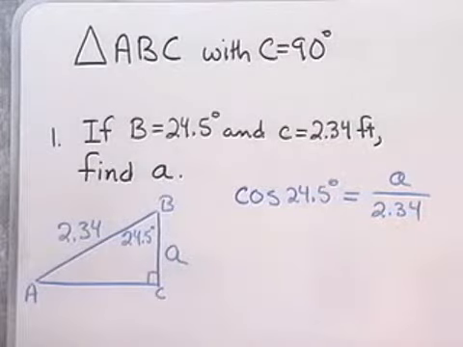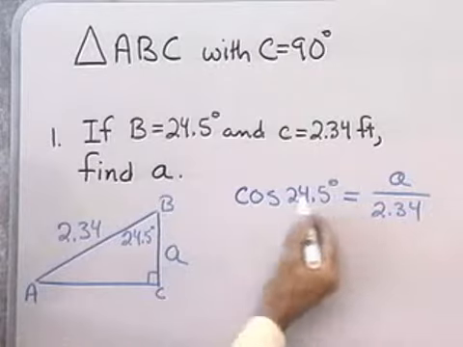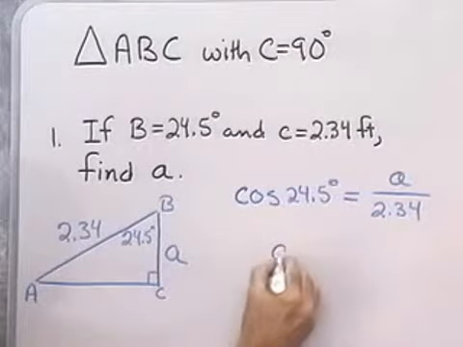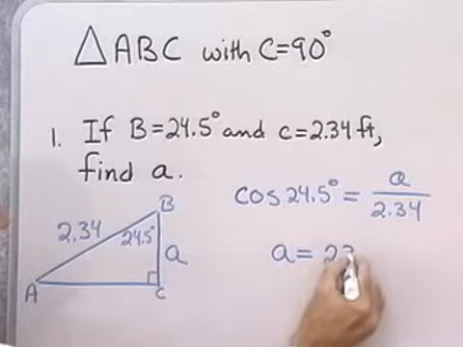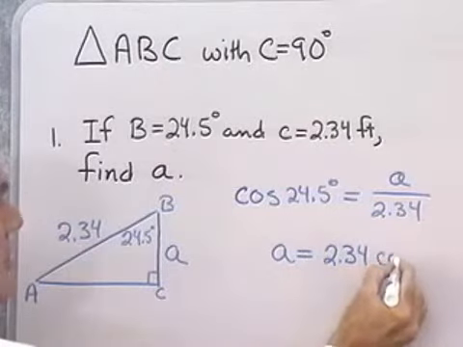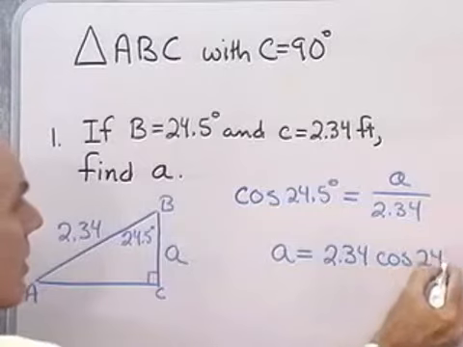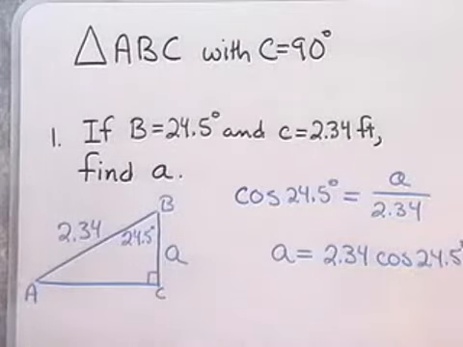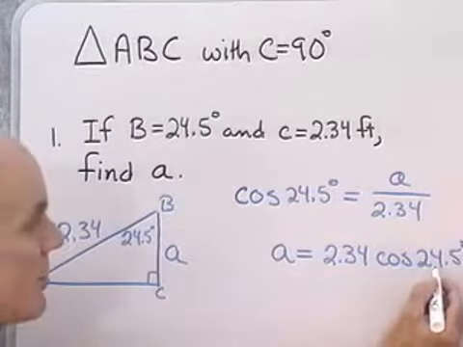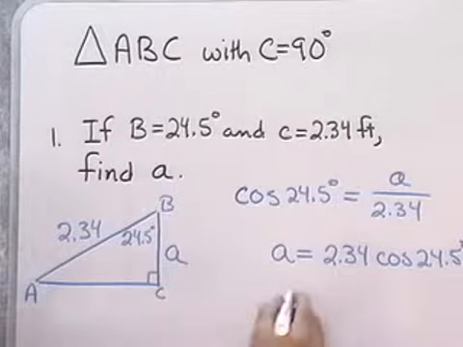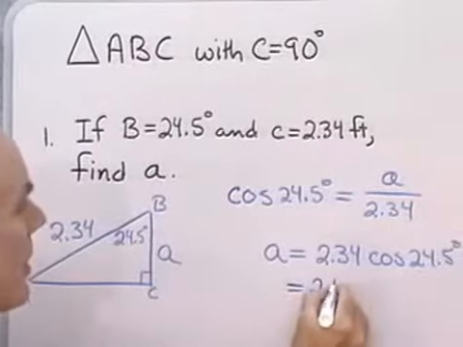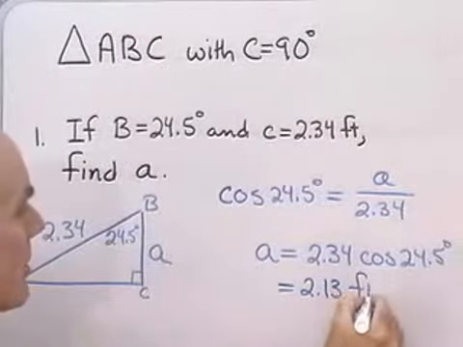So I solved this equation for A by multiplying both sides by 2.34. I'll also reverse the two sides and I end up with A equals 2.34 times the cosine of 24.5 degrees. On a calculator, I look up the cosine of 24.5, I multiply by 2.34, and the result comes out 2.13. Now put in my units, feet.